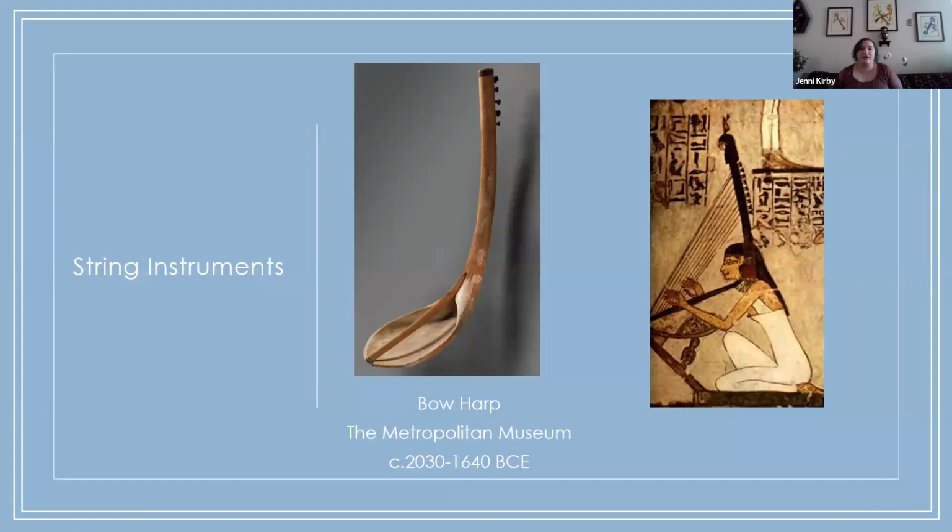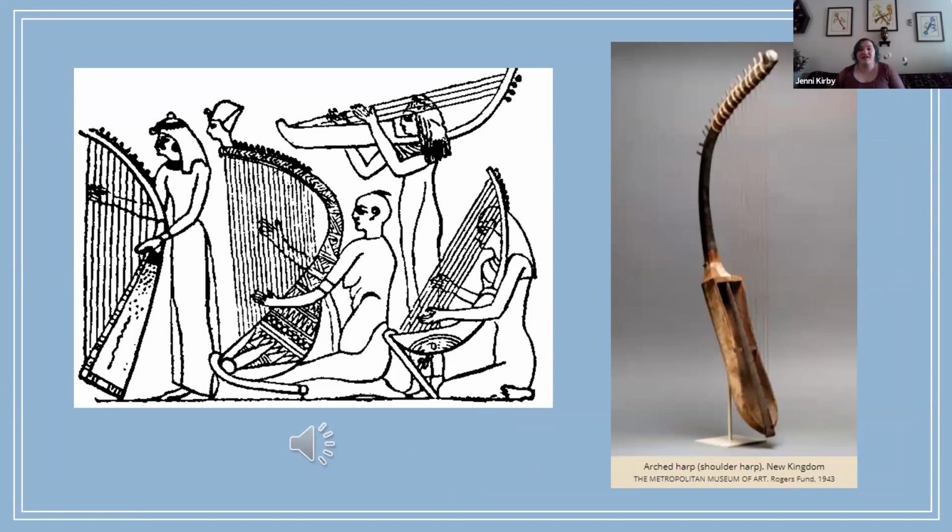And we've got a variety of harps in Egypt. So here's another harp from the Metropolitan Museum, and this is an arched or shoulder harp. You can see here, it's really large and it's got these big long strings. And over here on the left, that's somebody actually playing that instrument. So it is a shoulder harp.